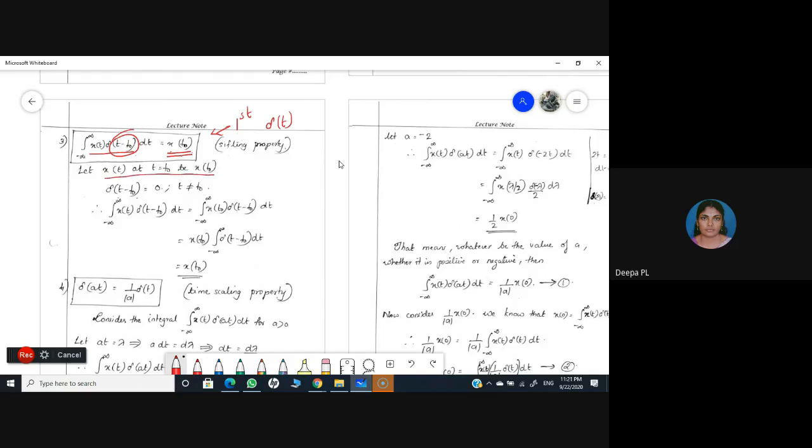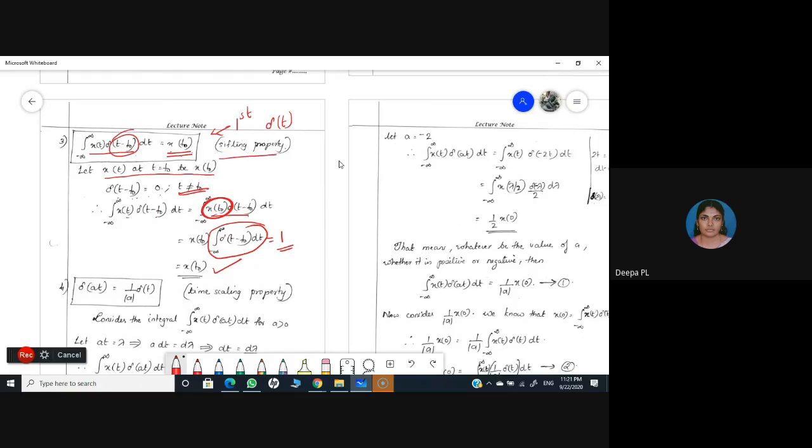So I am explaining here, x of t at t equal to t naught is x of t0. Del of t minus t0 has a non-zero value only at t equal to t0. If I multiply these two things, only one product will exist, that is x of t0 into del of t minus t0. Then x of t0 is a constant, so I can take it outside the integral. Then I am getting the integral. This integral is equal to 1, because this is the area under the curve of a shifted impulse signal. So I can write this as x of t naught.